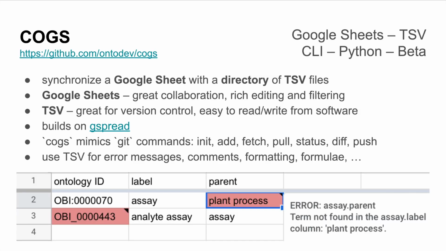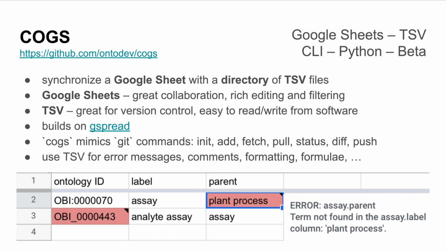So Cogs is a tool that lets us synchronize a Google Sheet with a directory of TSV files. So a bunch of TSV files in a directory, and we can push them and pull them back and forth to a Google Sheet. Google Sheets are great for collaboration, rich editing, filtering, and TSVs are great for version control. They're easy to read and write from software. So we build on a great Python library called gspread, and we copy the git commands to initialize, add, fetch, pull, get status, diff, push.